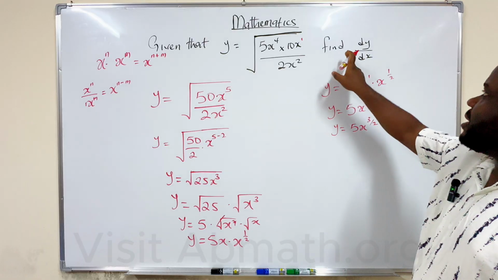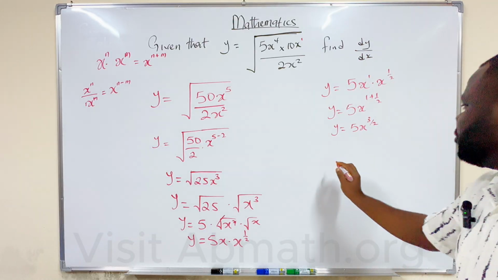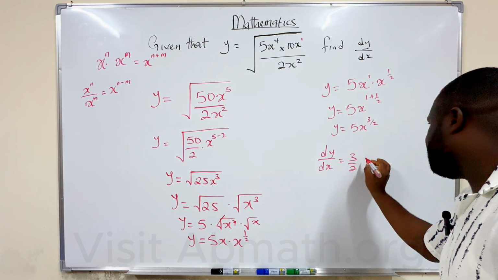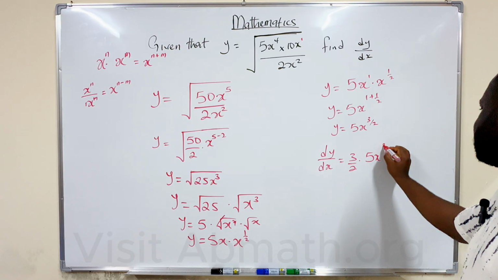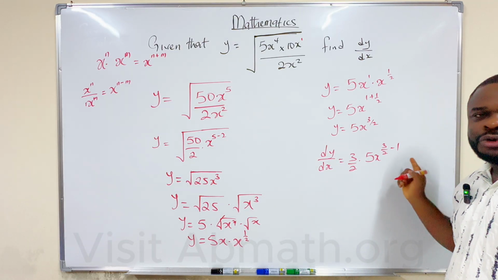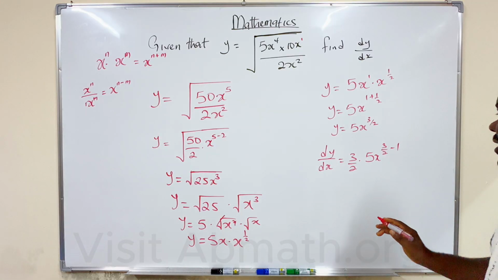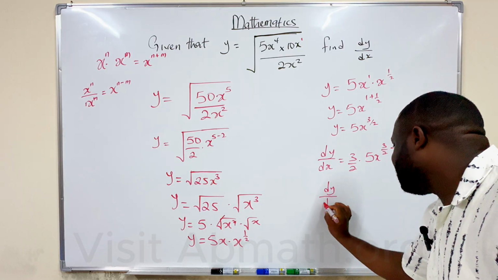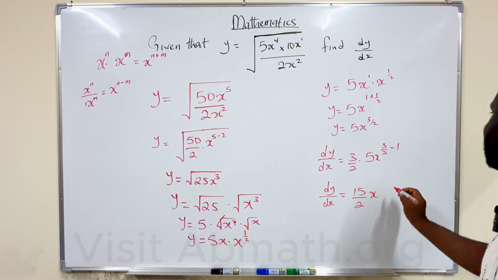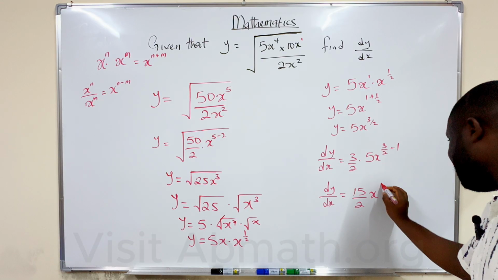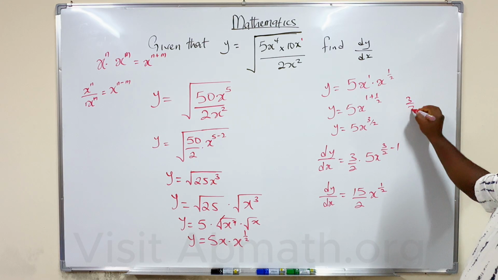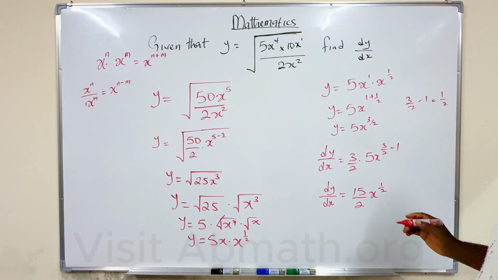Now we can find dy/dx, which is the derivative. The derivative of this, dy/dx, will now be 3 over 2 multiplied by 5x to the power 3 over 2 minus 1. Remember this rule. If you don't know this rule, go to my previous video, and you will see how I explained it. So we now have dy/dx equals 15 over 2 times x to the power 1 over 2, because 3 over 2 minus 1 is going to give you 1 over 2.